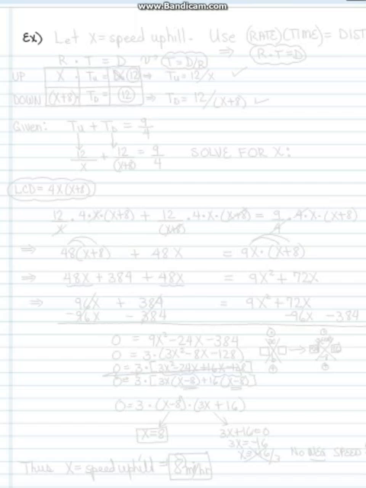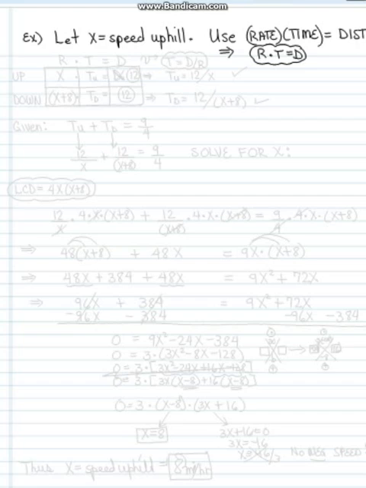Okay, let's make a table for this thing. First, we better identify what we're looking for. Let x equal the bicyclist's speed uphill. And then we're going to use the formula that says the rate of speed, r, times time, equals distance. So that means we have r times t equals d.